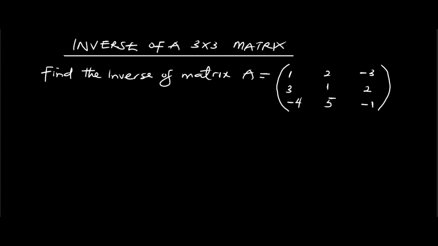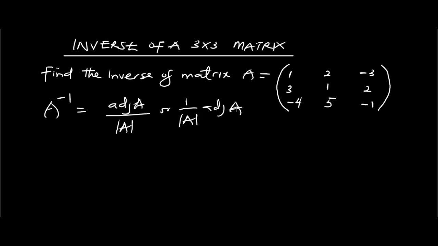Now we move to finding the inverse of a 3 by 3 matrix. The way to go about finding the inverse of a 3 by 3 matrix, inverse is represented as A to the power of negative 1, that's for a matrix A. And it is defined as adjoint of A all over the determinant of A. So the inverse of a 3 by 3 matrix is the adjoint of the matrix all over the determinant of the matrix. Or you can write it as 1 over the determinant multiplied by the adjoint.